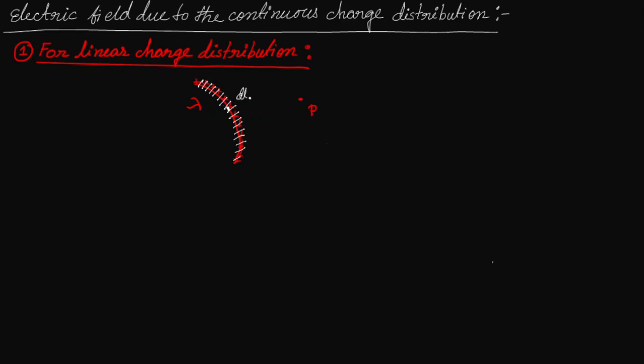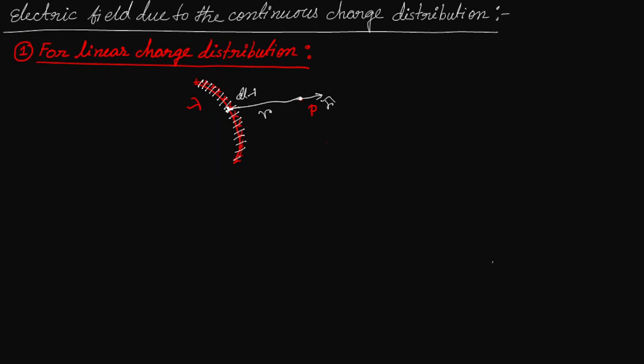So the charge on the elementary length will be lambda into dl. Now since this dl is very, very small length, the charge on this elementary length will also be a very small amount of charge, and this tiny amount of charge will behave like a point charge. And then if we know the distance of the point P from this elementary length, let's say in this case this is r and this is the direction of r cap, then we can write the electric field at this point because of this elementary length.